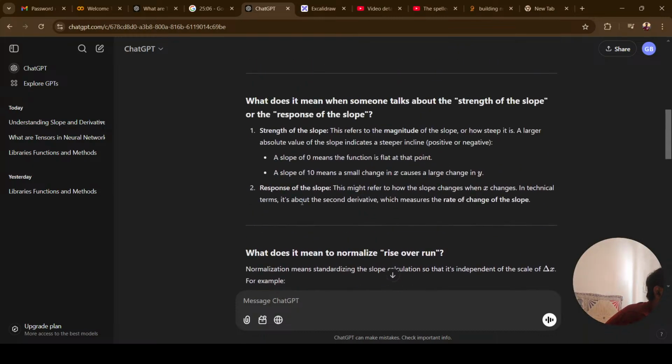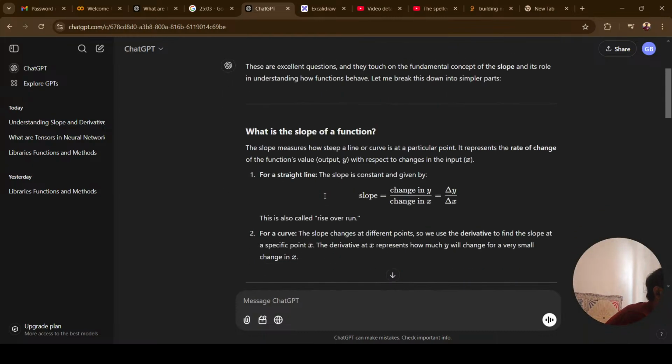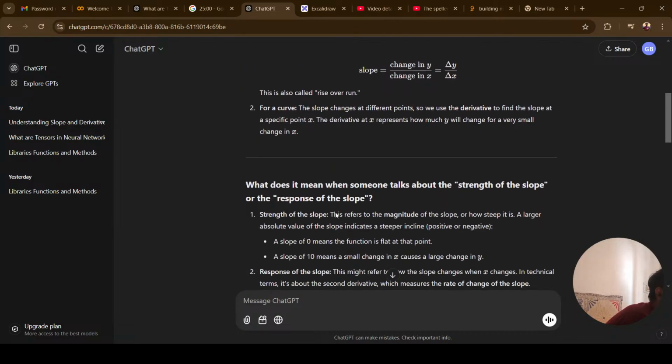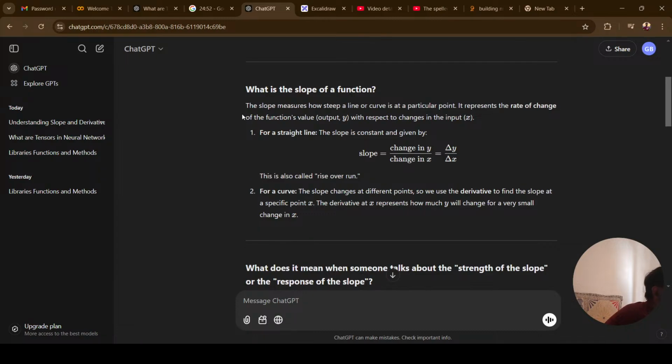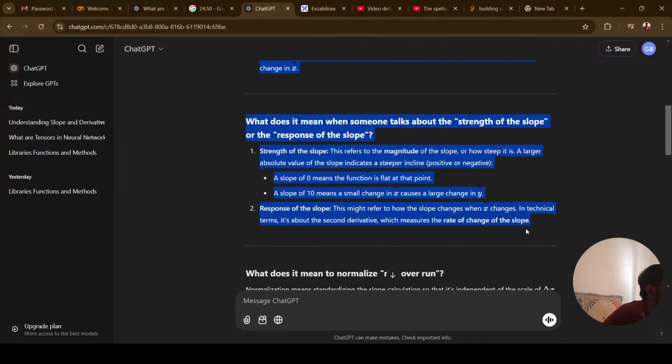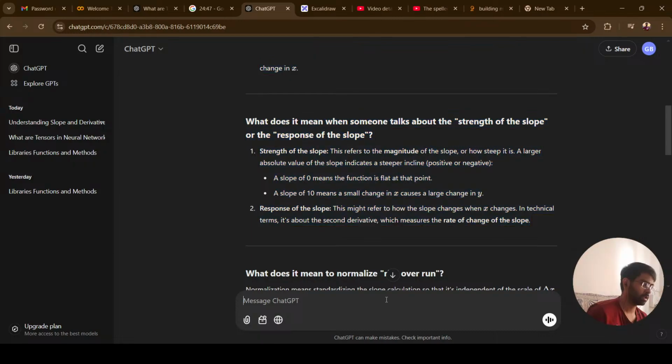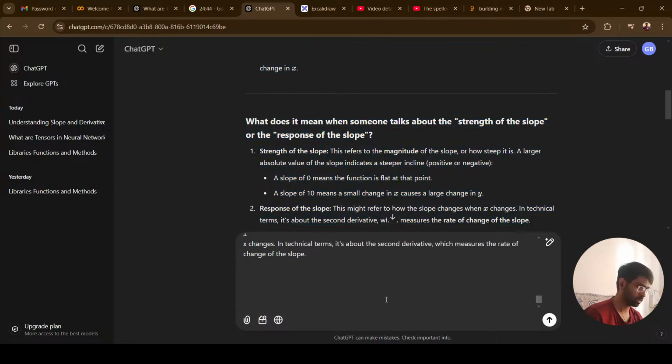But the thing is, I need more of this. What does it mean when someone says strength of slope? Let's go one by one. This refers to the magnitude of how steep it is. Yeah, with this one. Explain, giving an example and a real world analogy.